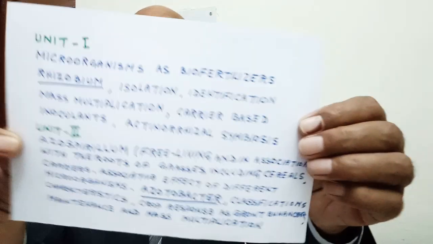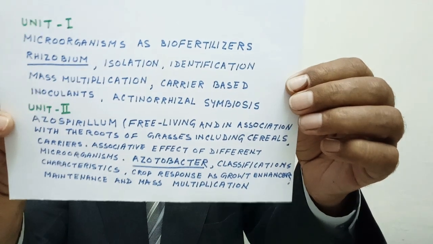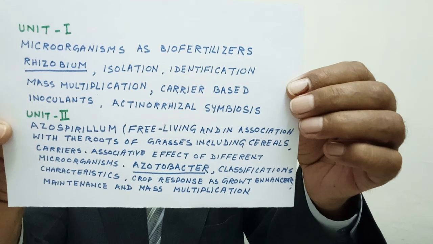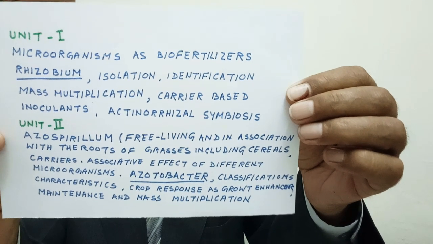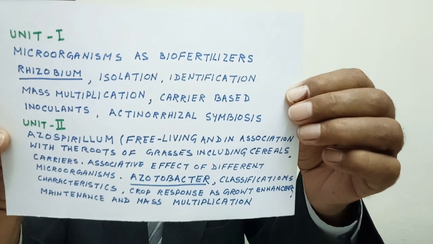Unit second comprises azospirillum, free living and in association with the roots of grasses, including cereals, carriers, associative effect of different microorganisms, and azotobacter: classification, characteristics, crop response as growth enhancer, maintenance, and mass multiplication. So these are the two typical units of the syllabi being taught at the graduation and post-graduation level.